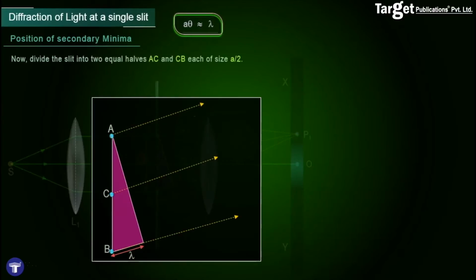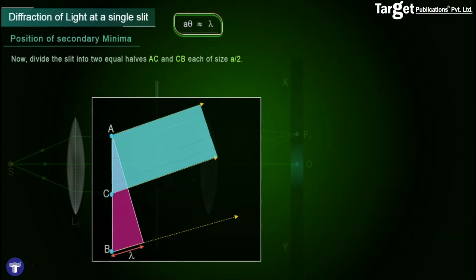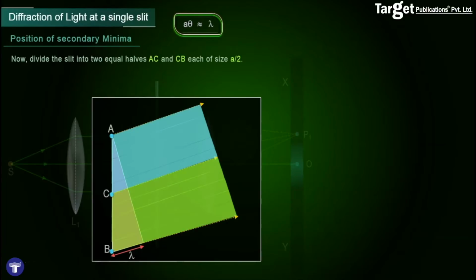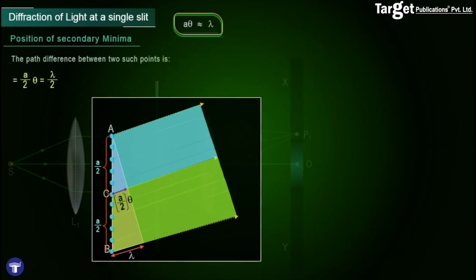We now divide the slit into two equal halves, AC and CB, and therefore each of them will have a size A by 2. We already know that the waves coming from point A and point B have a path difference of lambda as assumed in this case. It is clear that for every point in the upper half of the wavefront, there exists a point in the lower half of the wavefront such that the distance between them is A by 2. In such a case, I see that A by 2 theta will then be equal to lambda by 2, or in other words, the path difference between waves starting from A and C or the path difference between the waves starting from C and B will be lambda by 2.